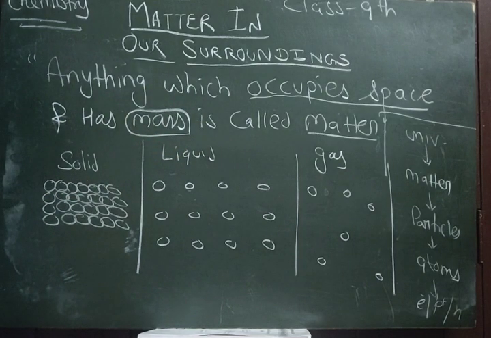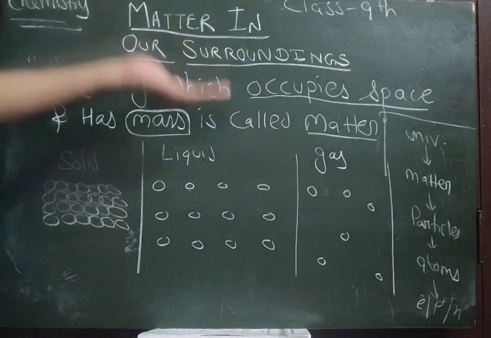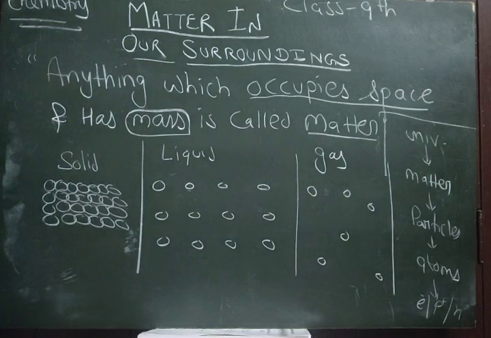Just consider the room in which you are sitting, how many things are present there. Do they occupy space and have mass, meaning are they part of matter? The answer is yes. Whatever things you are watching nearby, all the things are matter, meaning everything which you can touch and feel is part of matter.